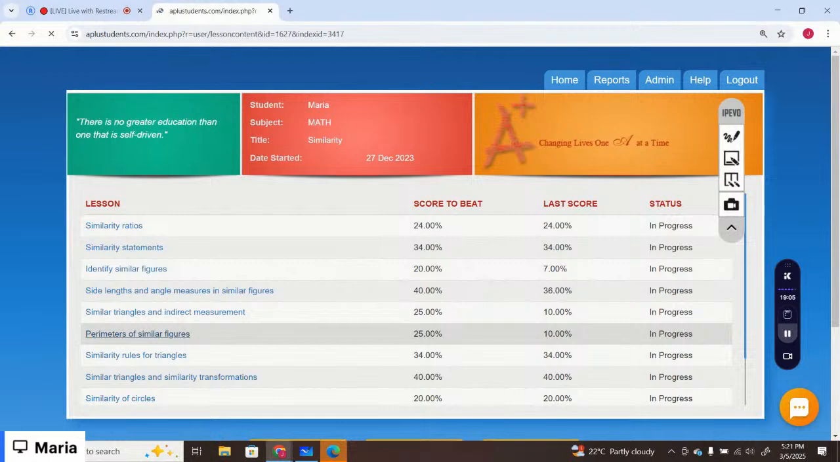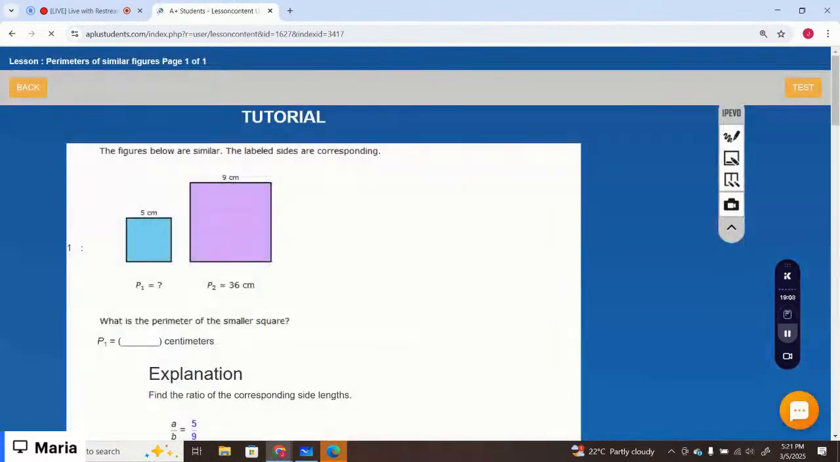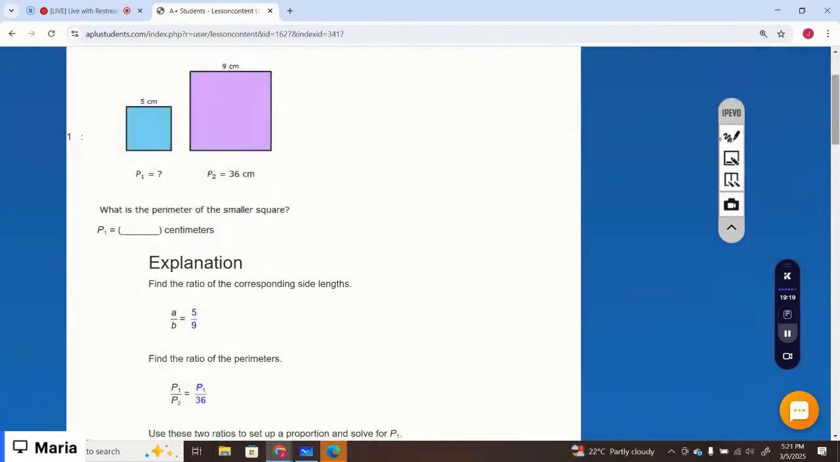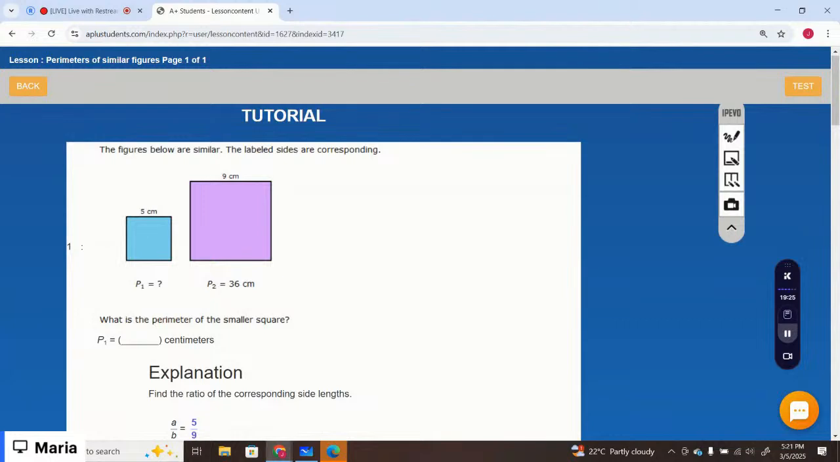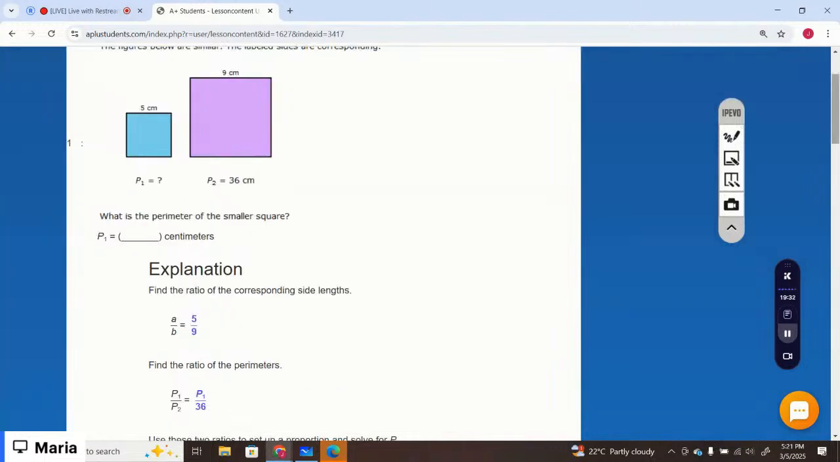Perimeters of similar figures. So we are given two figures. The figures below are similar. The labeled sides are corresponding. What is the perimeter of the smaller square? So they are similar figures.